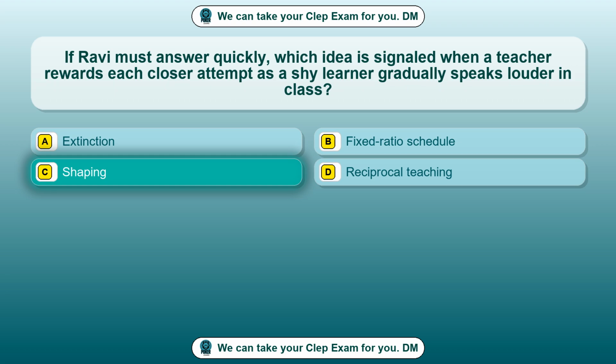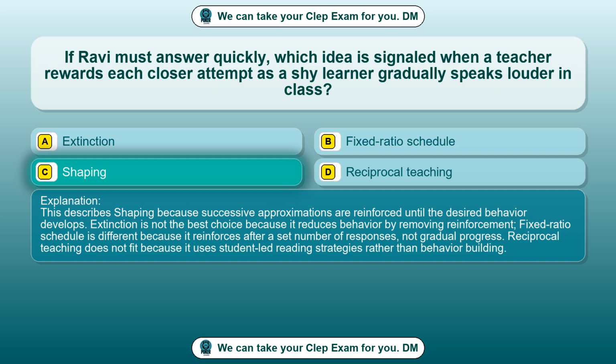Shaping. This describes shaping because successive approximations are reinforced until the desired behavior develops. Extinction is not the best choice because it reduces behavior by removing reinforcement. Fixed ratio schedule is different because it reinforces after a set number of responses, not gradual progress. Reciprocal teaching does not fit because it uses student-led reading strategies rather than behavior building.